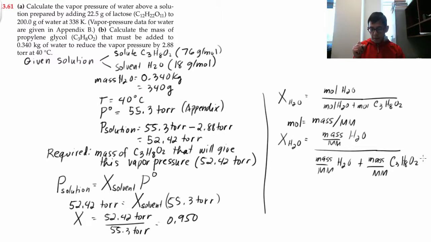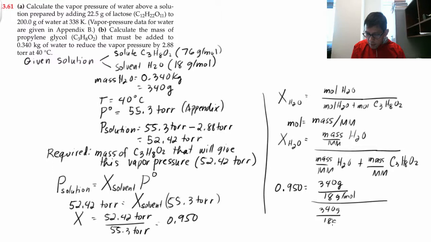Now that we have that, we can substitute the values. So the mole fraction, 0.950, is equal to the mass of the water in grams, 340 grams, over the molar mass of water, 18 grams per mole. All over, again, 340 grams over 18 grams per mole, plus mass over molar mass of propylene glycol. The mass of propylene glycol, C3H8O2, is what we're looking for, over the molar mass, which is 76.